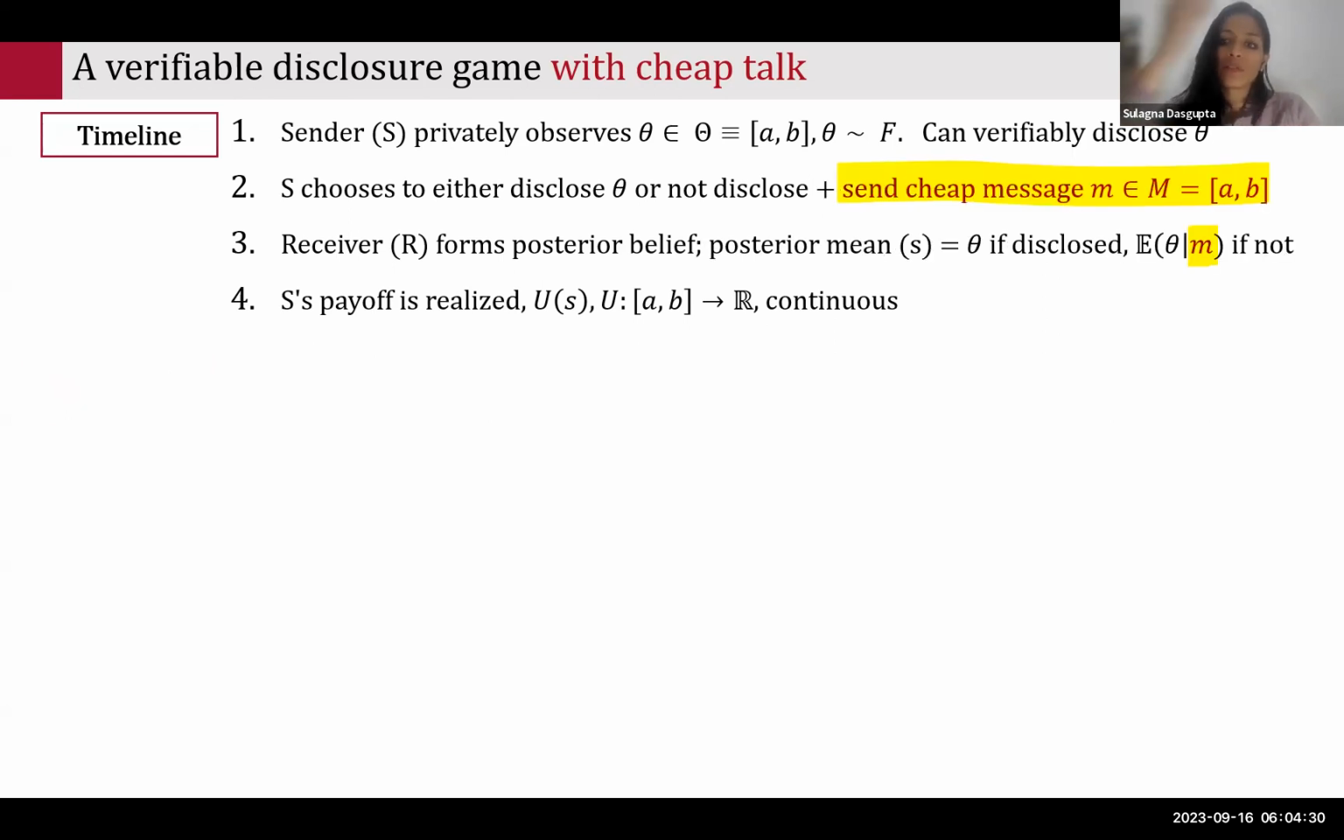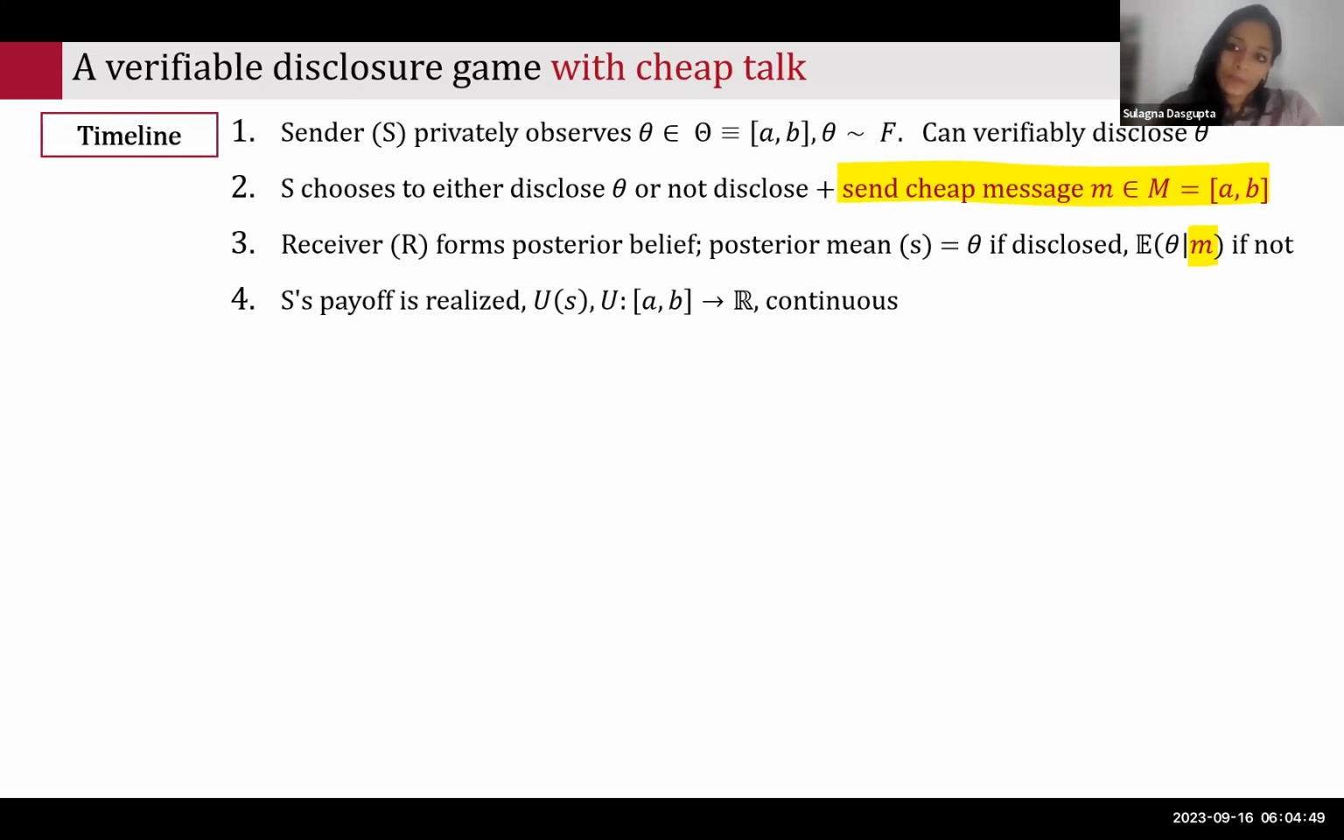So now suppose in addition to verifiable disclosure, the sender can also send cheap messages, as highlighted. Note that the cheap talk messages can possibly play a role only if a disclosure is not made. Otherwise, the receiver just sees the state directly.